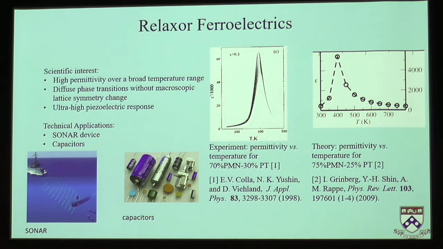So just give you some background of relaxor ferroelectrics. So relaxor ferroelectrics have a high permittivity over a broad temperature range here. And the different lines here represent the frequency-dependent dielectric response. And the relaxor also have a diffuse phase transition without macroscopic lattice symmetry change. And some of them have ultra-high piezoelectric response, like BCZTO, barium, calcium, zirconium, titanium oxide. It's a very famous piezoelectric material. So due to those extraordinary properties, people have used relaxor materials as sonar devices and capacitors.